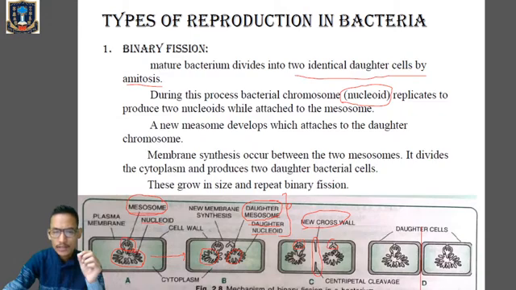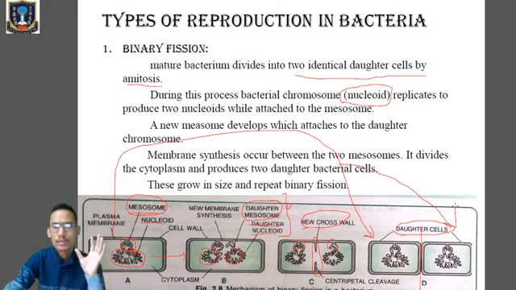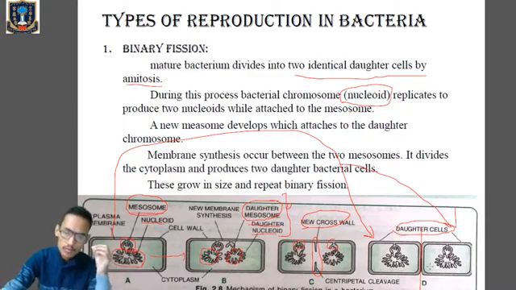Till it will divide the cytoplasm and it will produce the two daughter cells. Okay, so membrane formation occurs, and this membrane formation occurs till it will divide the two cytoplasm and lead to the formation of two daughter cells. So from one parental cell there is formation of how many daughter cells? There is formation of two daughter cells. Clear? And these daughter cells will grow in size and they will repeat the process of binary fission.